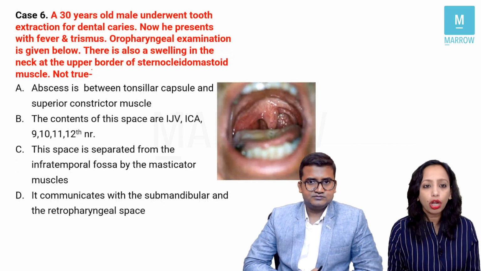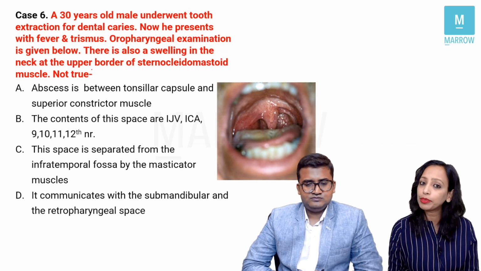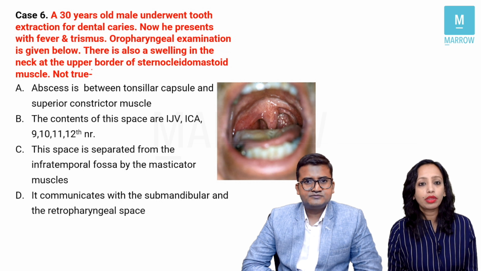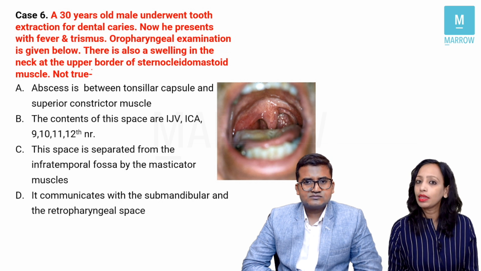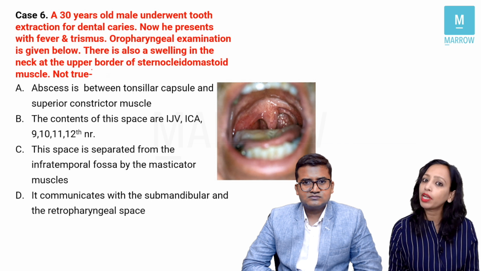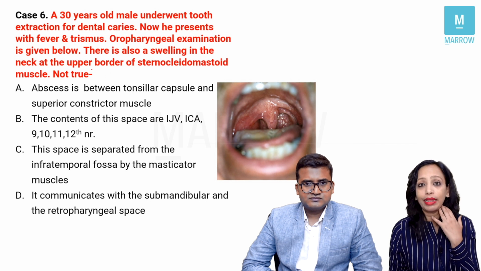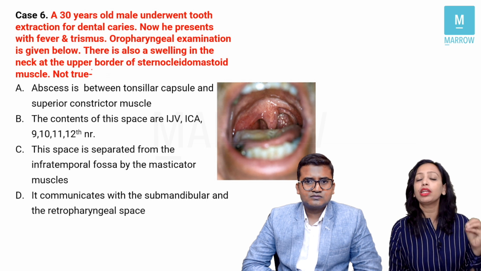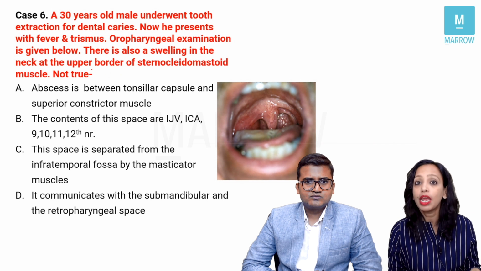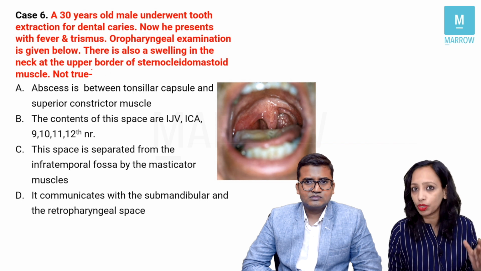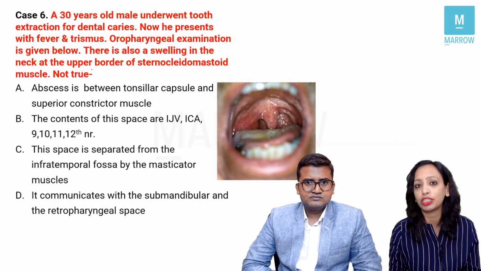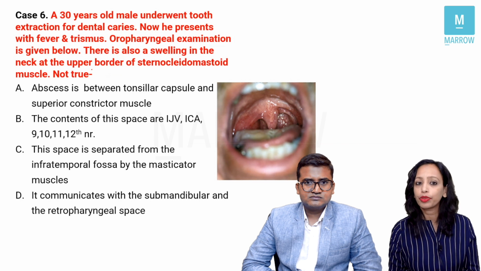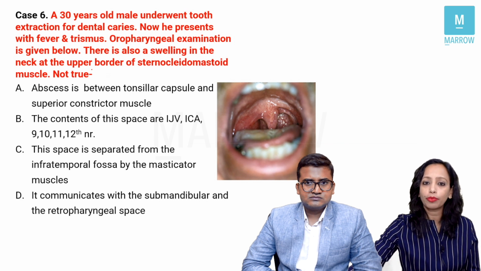So what is not true? Let us see the first choice. Abscess is in between the tonsillar capsule and the superior constrictor muscle. Yes, so here we are seeing that the abscess is a parapharyngeal abscess. There's external swelling in the neck also. So here the abscess is not in between the tonsillar capsule and the superior constrictor. In between the tonsillar capsule and the superior constrictor is the peritonsillar space. So that will be the space where Quinsy arises from. So this is the false option.